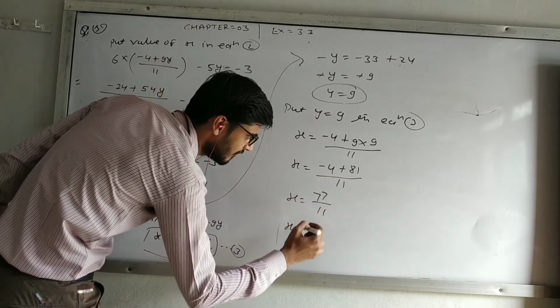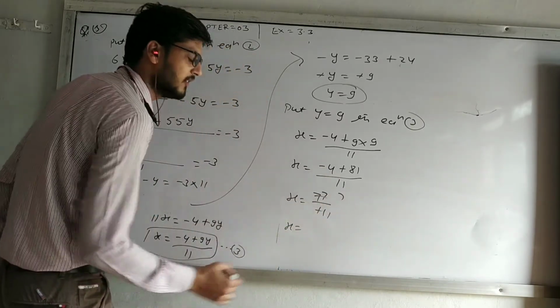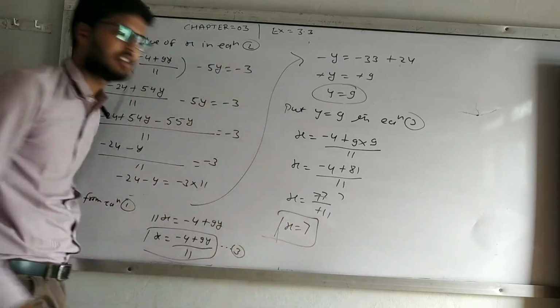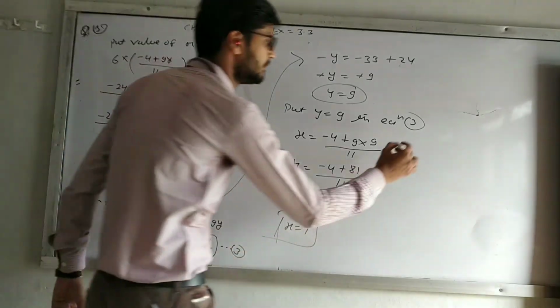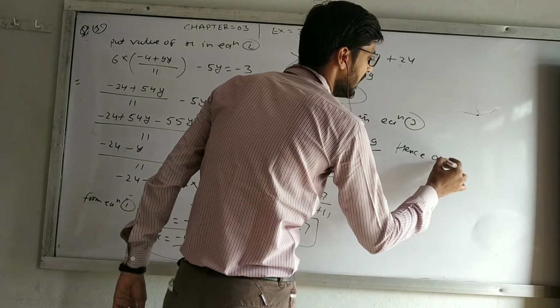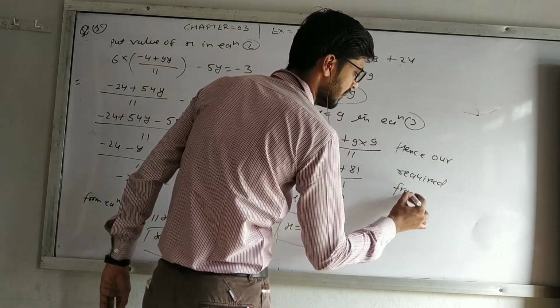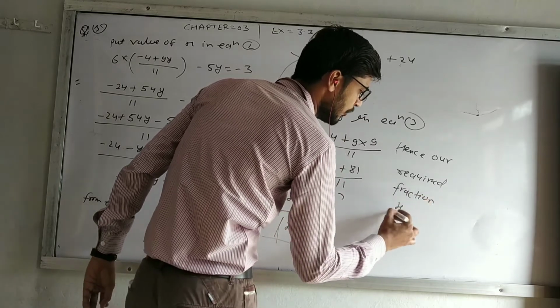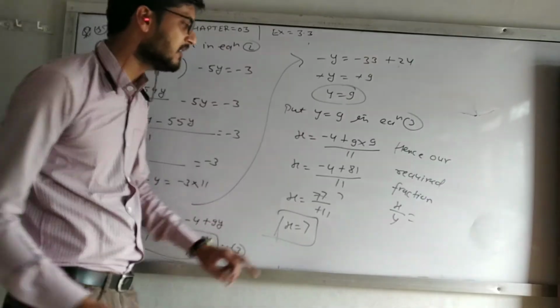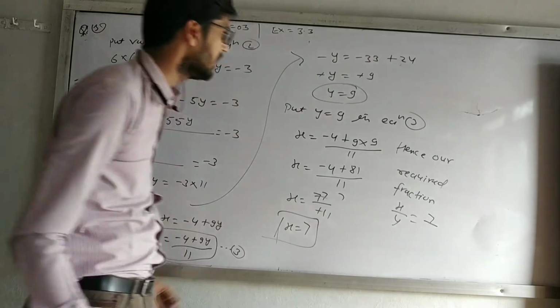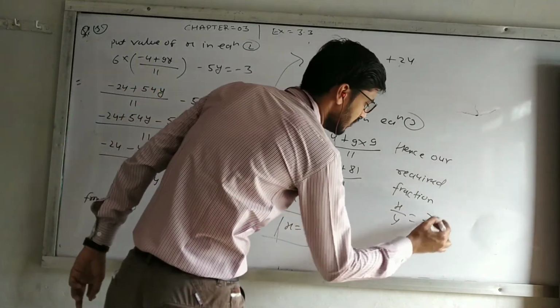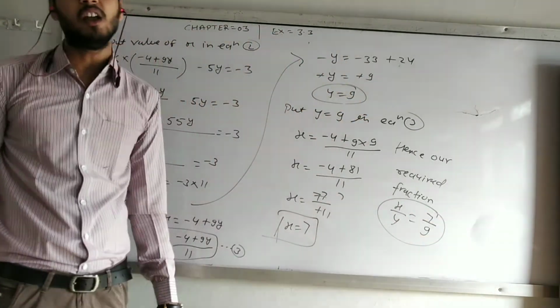It means x equals 7, because 11 times 7 is 77. Hence our required fraction is x upon y. What is the value of x? X is 7, and what is the value of y? Y is 9. So 7 upon 9 is our required fraction.